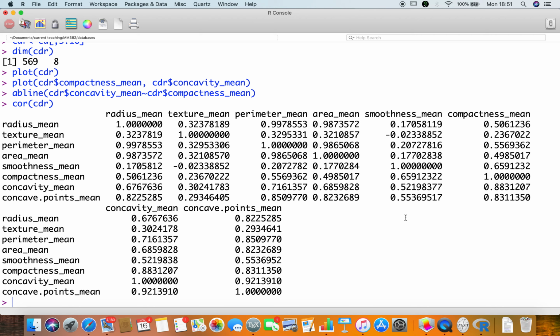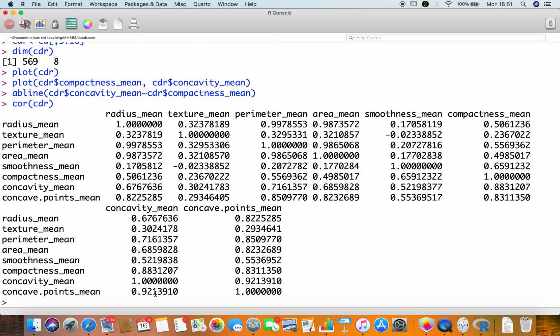Now, we were interested in the concavity mean versus the compactness mean. And we saw there, look, concavity mean is here, and compactness mean here, the correlation is 0.88. And in fact, if you look at the concavity mean versus the concave points mean, the correlation is even higher. It's very, very close to 1. And this is very, very useful information. So you've extracted something very useful here.